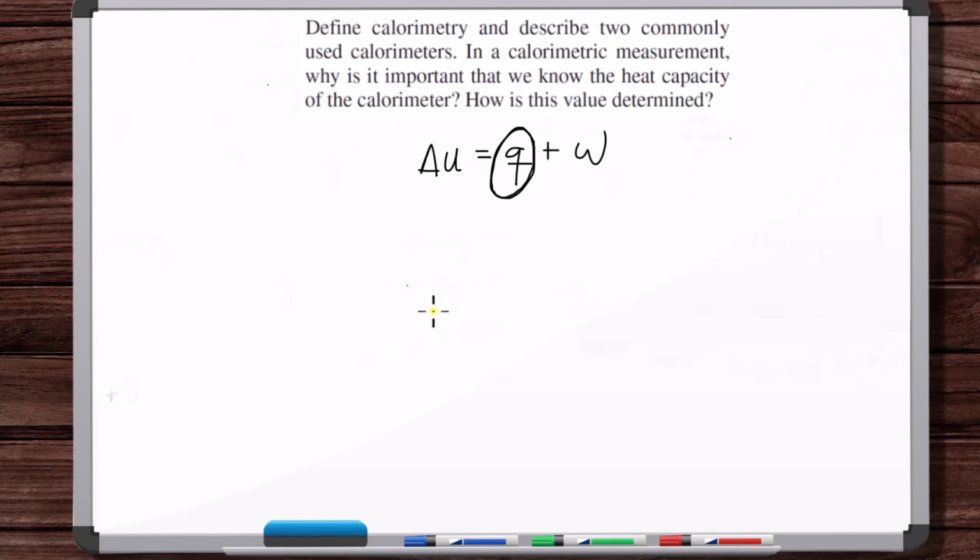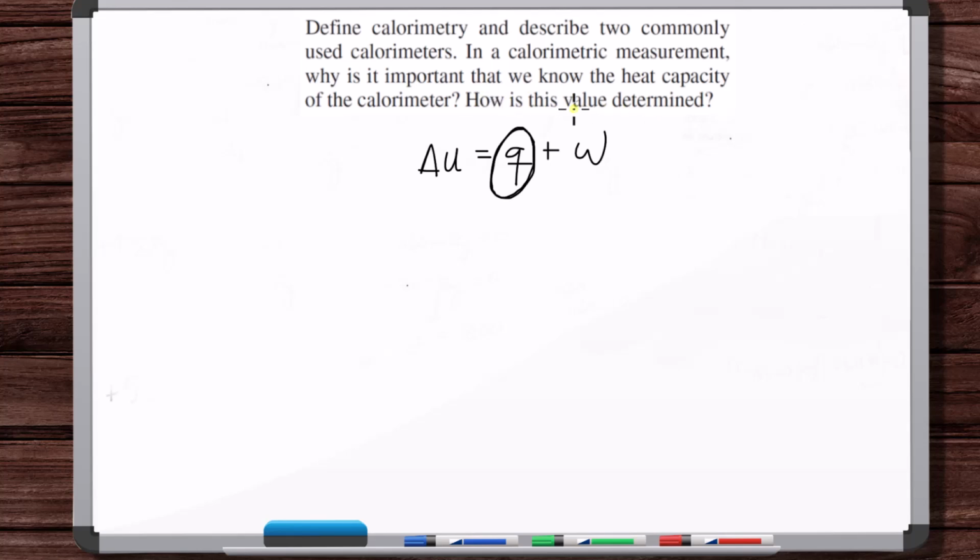Because we can measure the change in temperature of the calorimeter, but we need to relate that change in temperature to heat energy. So you need to know the heat capacity of the calorimeter. If you know the heat capacity of the calorimeter, you can tie that change in temperature of the calorimeter to the heat energy that it absorbed or released, which you can then tie to the heat energy absorbed or released by the substance in question or the chemical reaction in question.